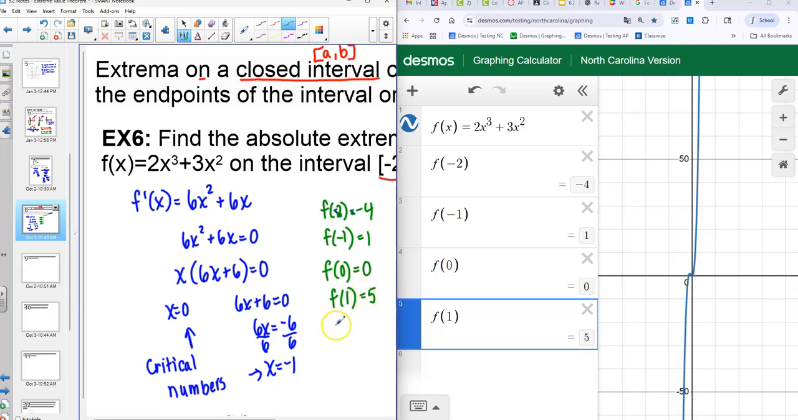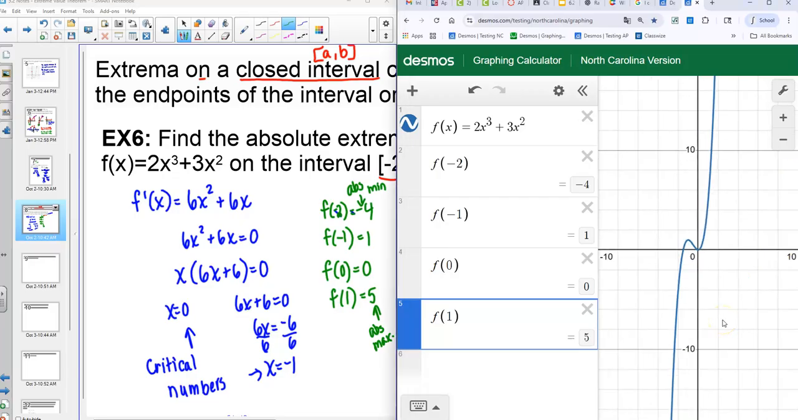Okay, so which one of those is the highest? 5. So that's my absolute maximum. Which one's the lowest? -4. That's my absolute minimum, right? And I realize if this was actually calculator active, you could graph this and look at it, right? I realize that. So the only reason I'm letting you use the calculator is just to speed you up on plugging this stuff in.